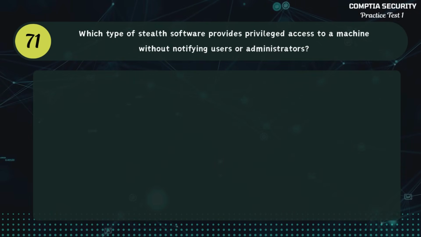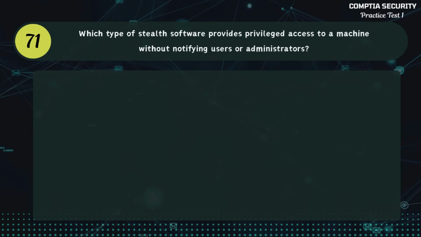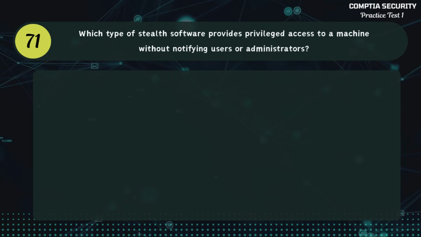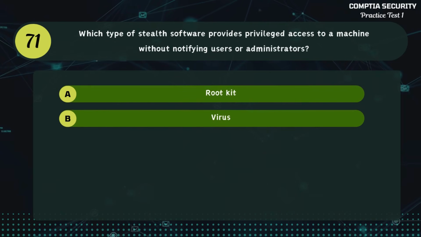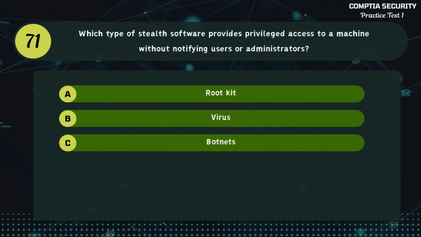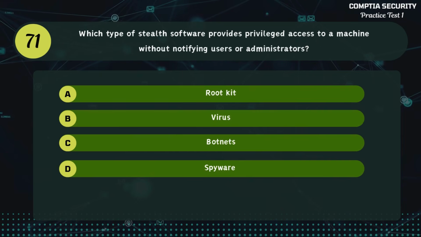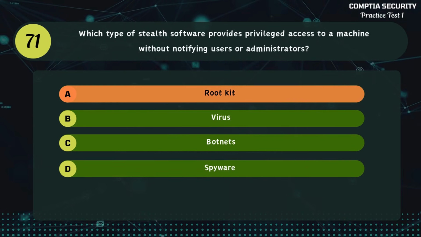Question 70. Which type of stealth software provides privileged access to a machine without notifying users or administrators? A. Rootkit. B. Virus. C. Botnets. D. Spyware. Correct answer A. Rootkit.